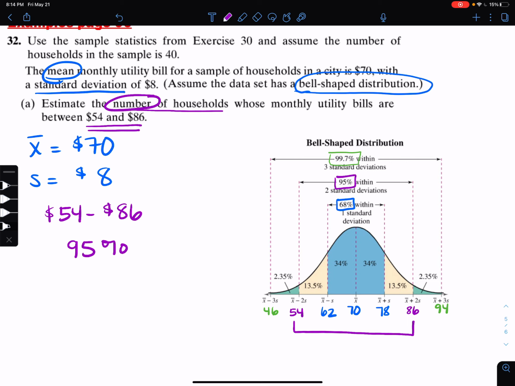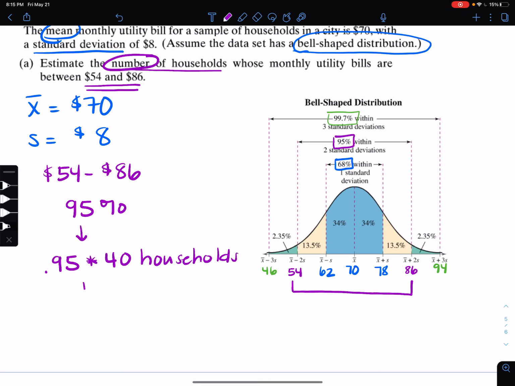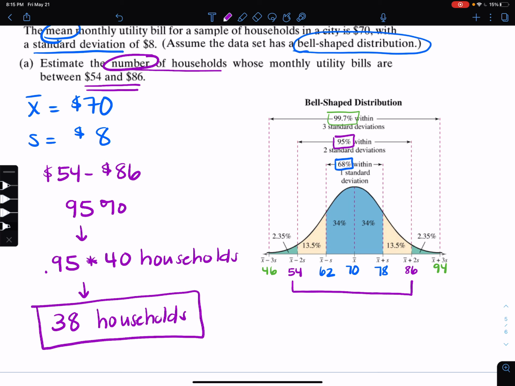It asks you to estimate the number of households. So I'm going to have one last step here, and that is to apply that percentage, 95% is just 0.95, to the number of values that I have in my sample, which is 40. So to convert this to a number of households, I'm going to use the empirical rule to get the percentage, and then I'm going to apply that to the number of households. And that will tell me that I would expect 38 households to have bill amounts between $54 and $86.